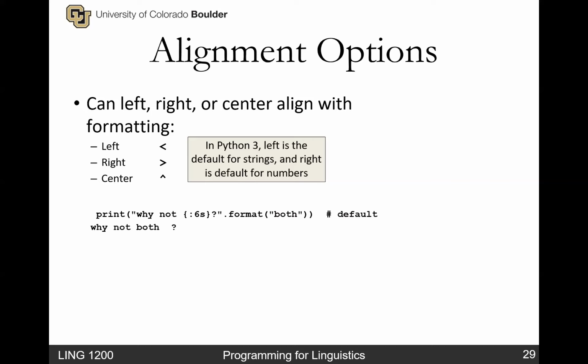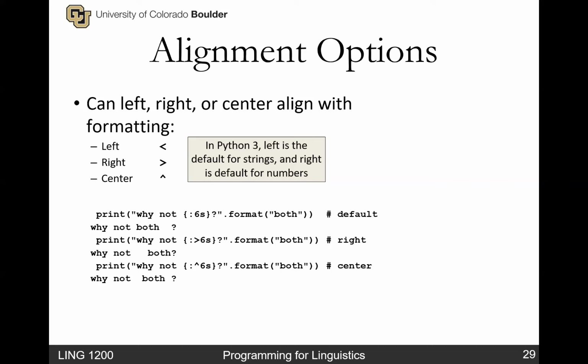For example, here we've got a string, both. The default is going to print out both aligned to the left. And since both only has 4 characters, it's going to pad those extra 6 characters with white space to the right. We can change that by putting our right alignment in front of the 6. And in this case, both is going to be aligned to the right, and those extra white spaces are now to the left.